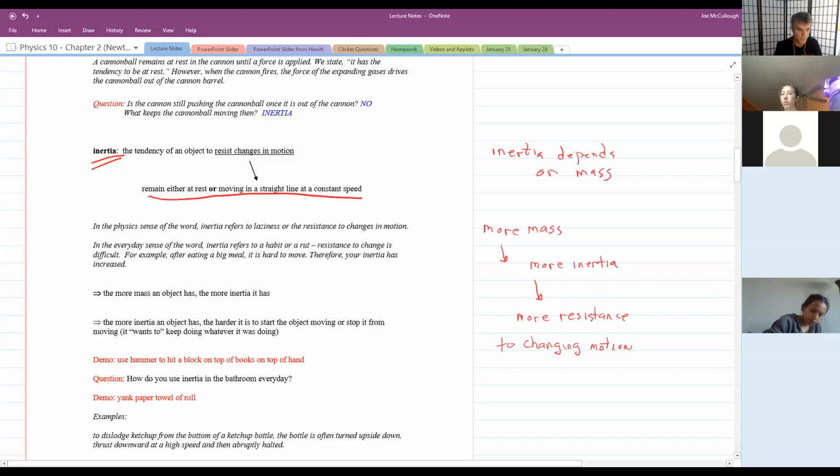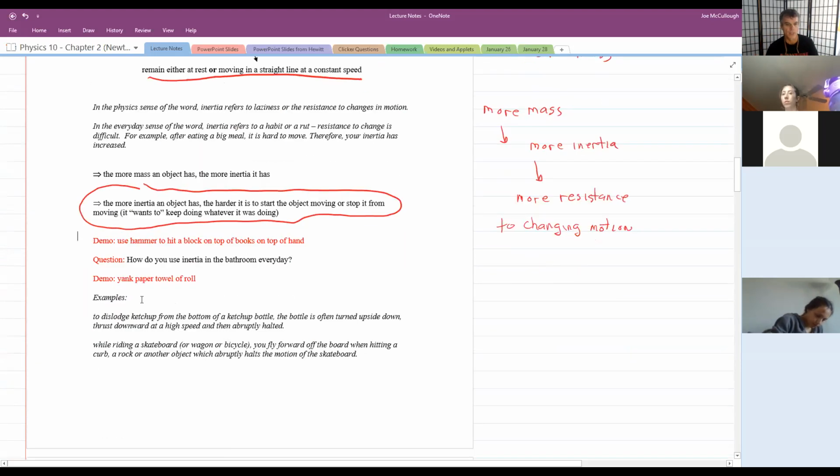So the more inertia something has, the harder it is to start the object moving or to stop it from moving if it's already moving. And you kind of use this every day. In fact, I used this the other day when I was having French fries, and I had a little bit of ketchup stuck at the end of the bottle, right? So you have a little bit of ketchup. What do you do to try and get that last little bit of ketchup out? You do one of these things. Why?